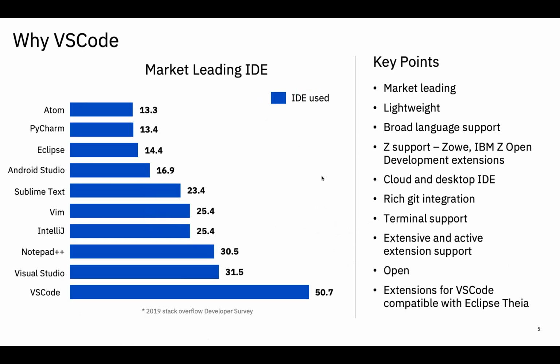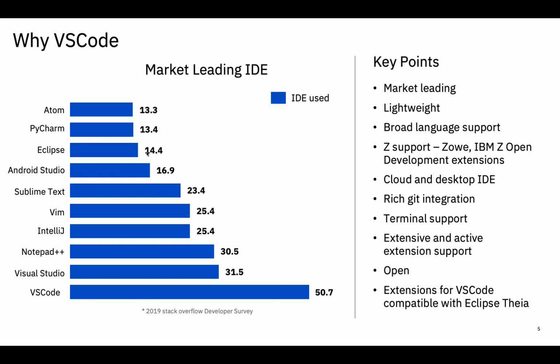I mentioned before why VS Code is the market leading IDE. In the 2019 Stack Overflow survey, it was 50%. It's now over 50%. I think I read somewhere it's like 51, 52, 53. Climbing. You can see the Eclipse rich clients down here at 14%.